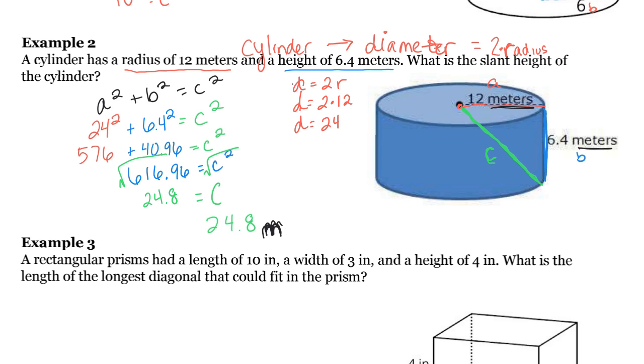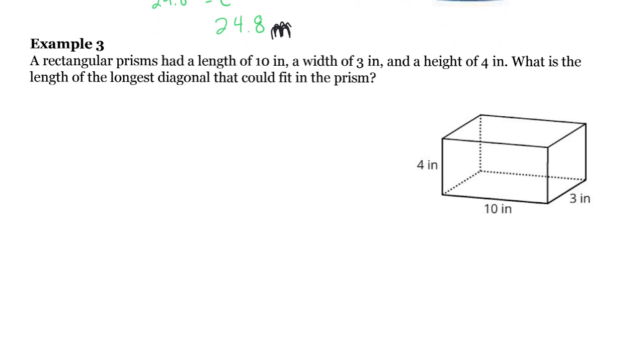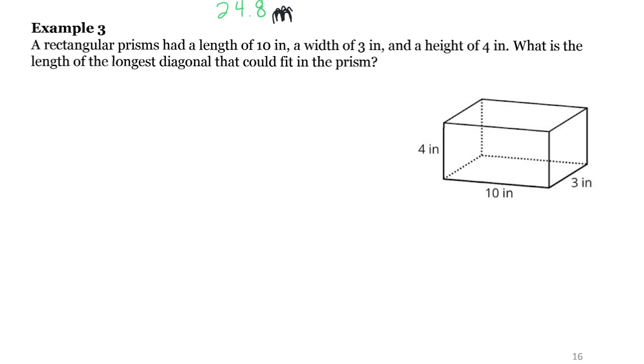All right, so cone was pretty straightforward. Cylinder needs to be in the diameter, so you need to do 2 times the radius. Now we get to one that's even harder, the rectangular prism. So, a rectangular prism has a length of 10 inches, a width of 3, and a height of 4. What is the length of the longest diagonal?